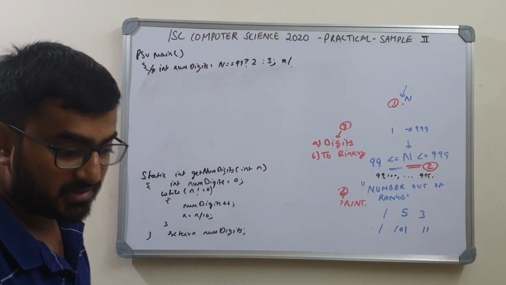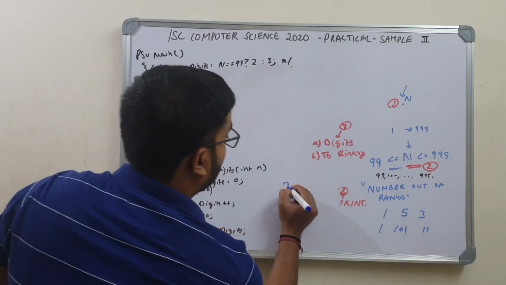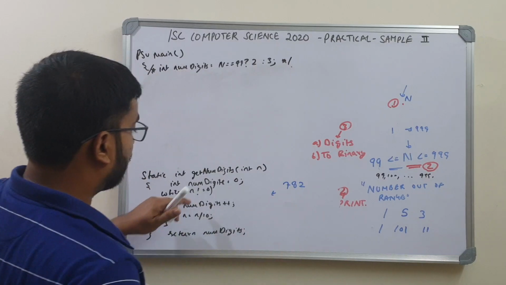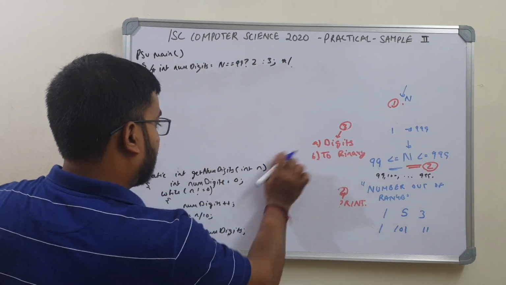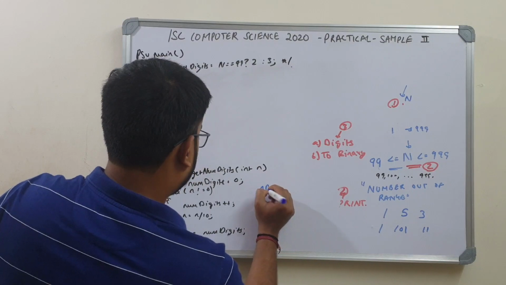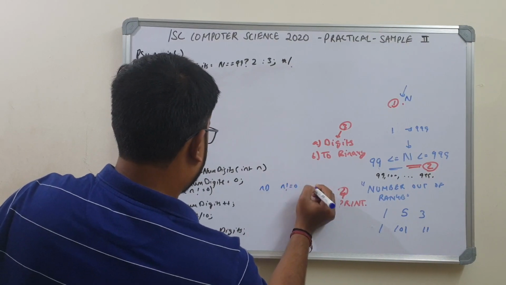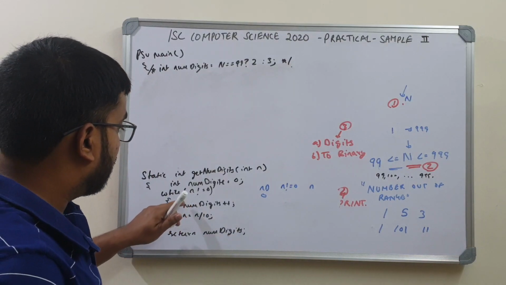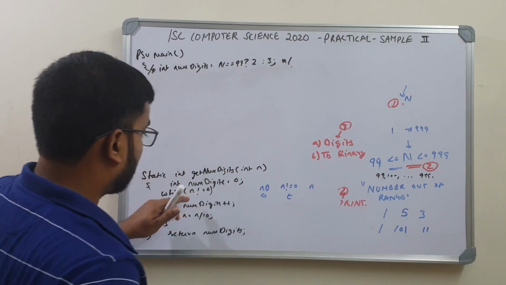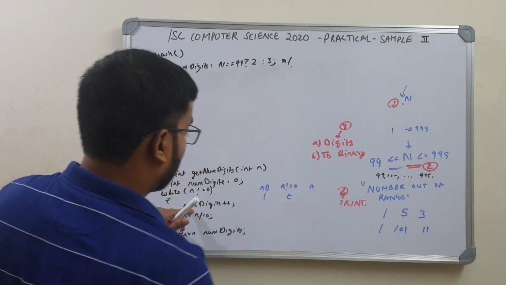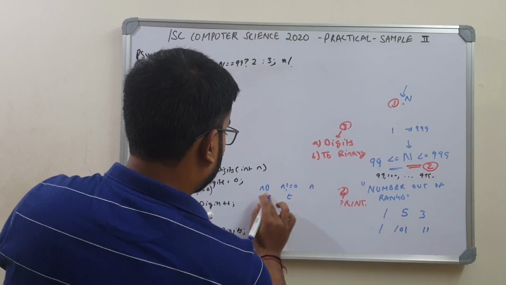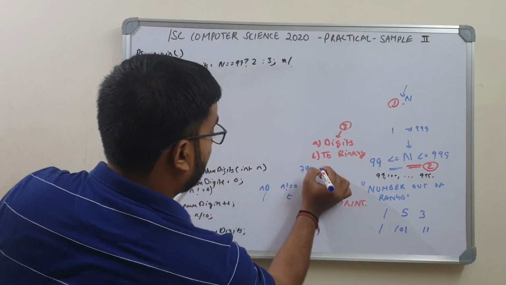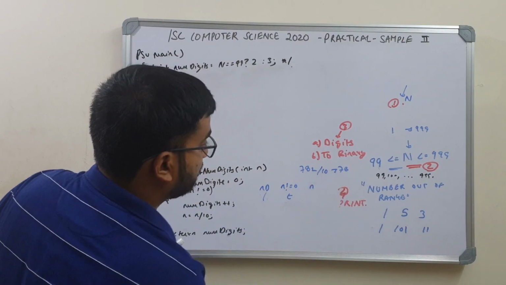This is simply saying that if you have, say, 782, then 782 is not 0, true. So what you do is num digits plus 1. Num digits is 0 to begin with. N is not equal to 0 is true. Num digits plus plus, num digits becomes 1, and n becomes n / 10. So n was 782. 782 / 10 with integer division is going to give you 78.